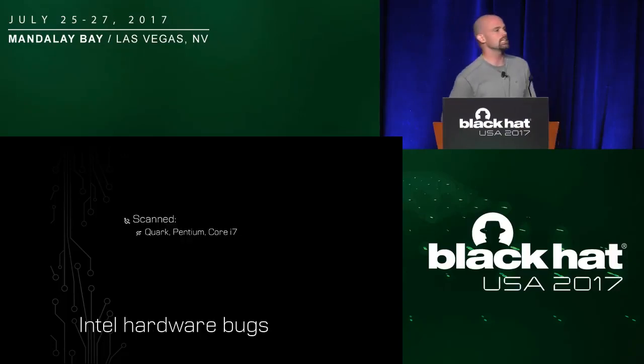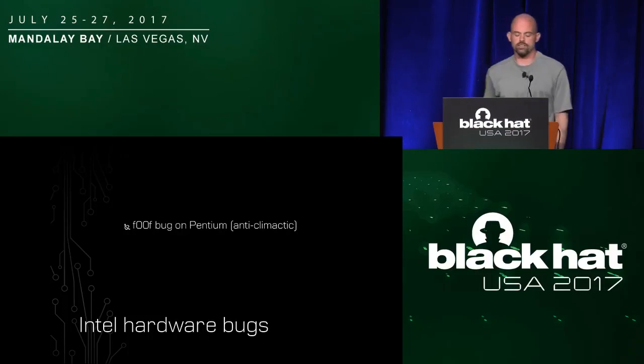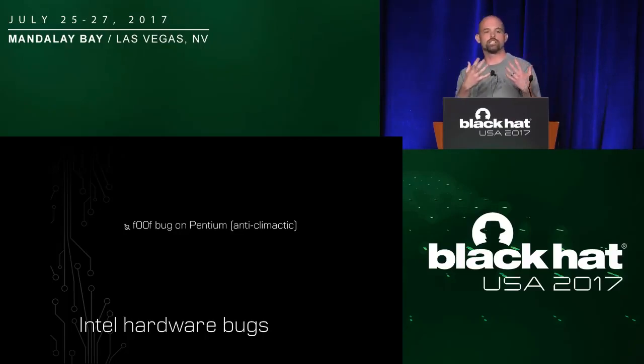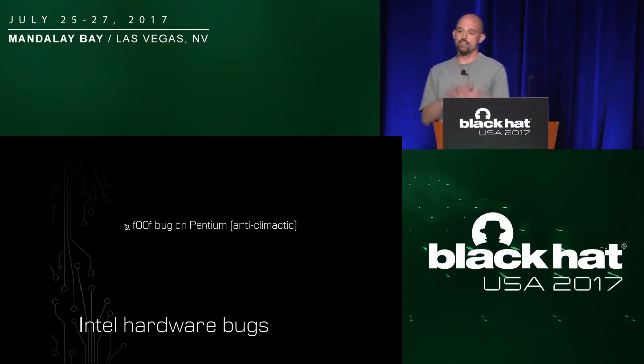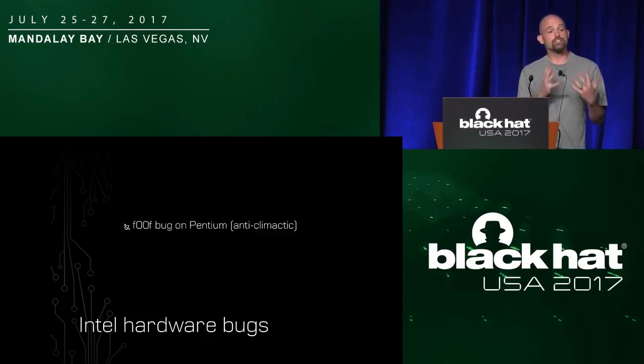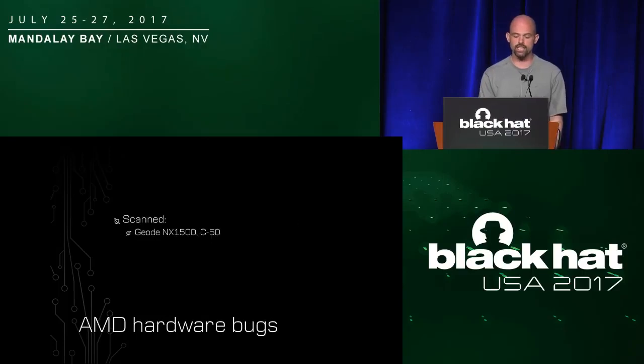So hardware bugs, even when they're small, are never a good thing. I started out scanning several Intel processors. Unfortunately, I didn't find anything terribly interesting here. I found the FOOF bug on a Pentium processor. FOOF was a lock cmpxchg instruction that would lock up a Pentium processor. This is a well-known bug from very old processors. It was a little anticlimactic, but it did show that this technique is able to find these malformed instructions that cause bad things to happen. So it was good validation.